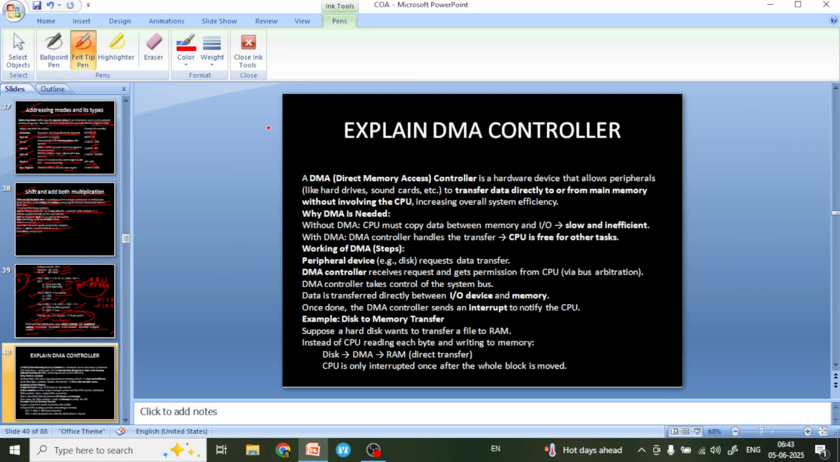Now explain the DMA controller. A DMA controller is a direct memory access controller, which is a hardware device that allows peripherals like hard drives, sound cards, etc.